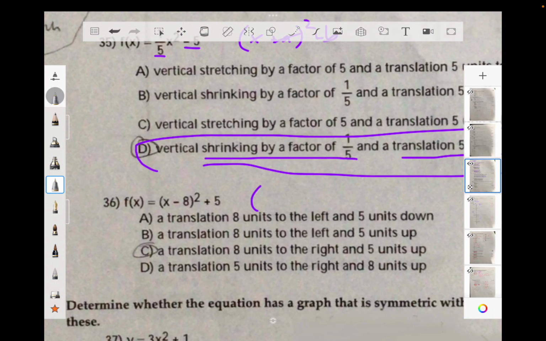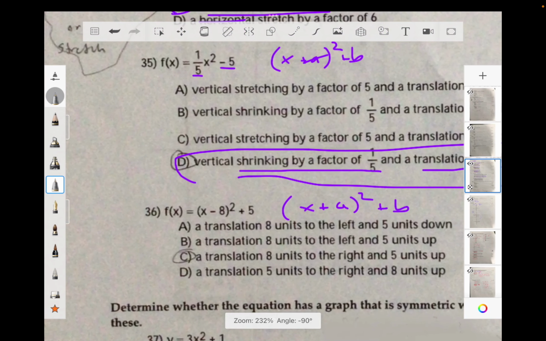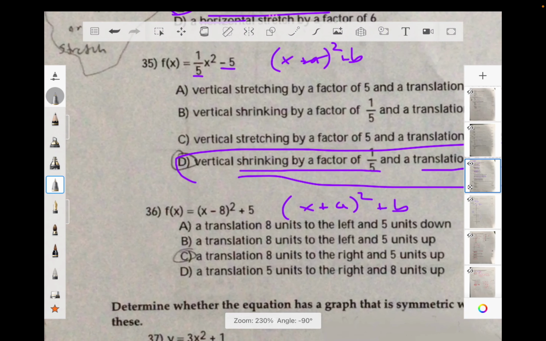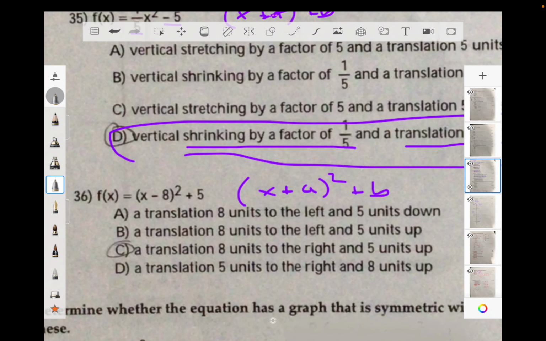And then again, x plus a squared plus b. If a is negative, it goes to the right. If it's positive, it goes left. If b is positive, it goes up. If b is negative, it goes down. So a is -8, so it's going to move right 8. And b is positive, so it's going to move up 5, which is this one.